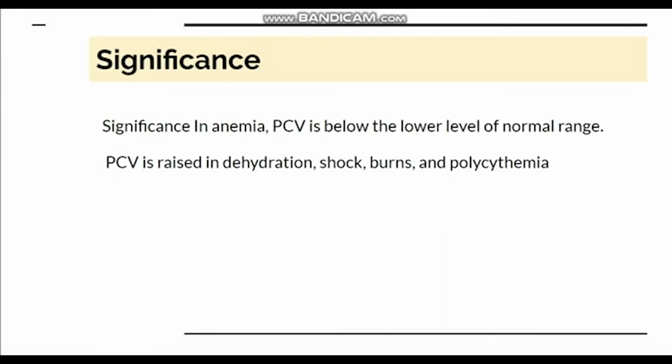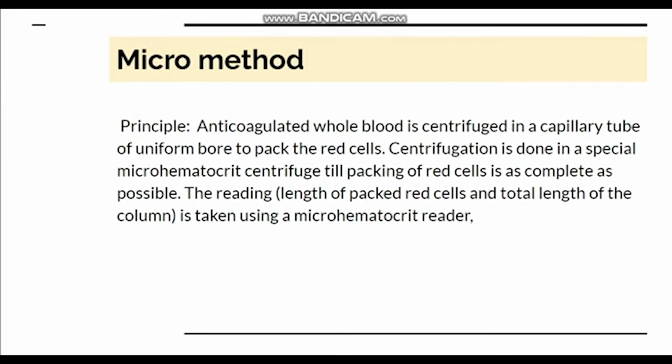Okay, now the significance of PCV. Firstly, we already discussed that in anemia, the PCV will mostly be lower. PCV can be increased whenever the plasma is decreased, like in dehydration, shock, burns, and lastly, if the RBC count is increased, like in polycythemia. So, the significance of the PCV comes mostly in the anemias, in polycythemia, and disorders of red blood cells.